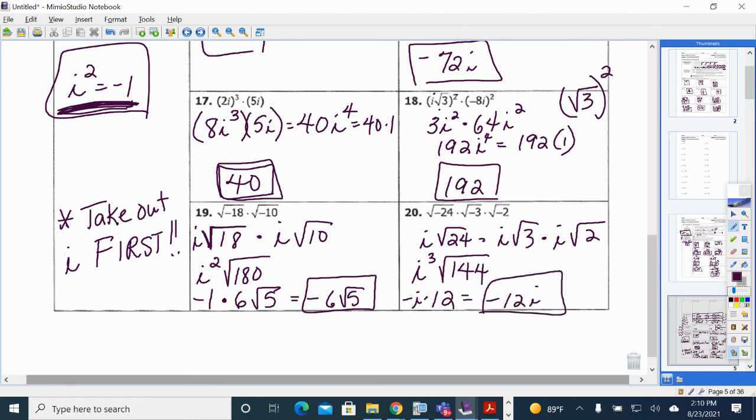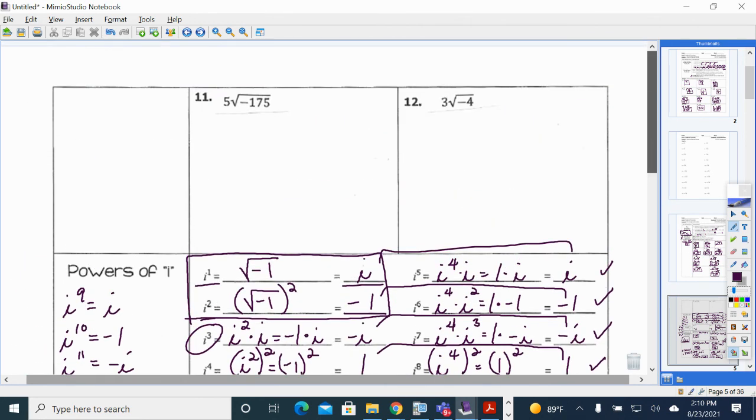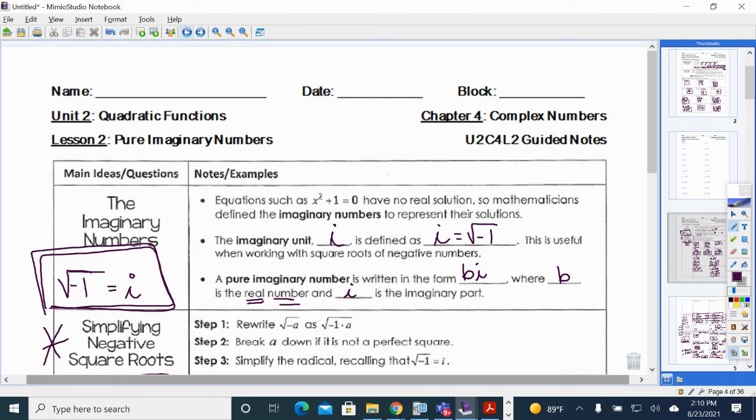All right, those are your notes for Chapter 4, lesson number 2 on pure imaginary numbers. We will work on the assignment in class.